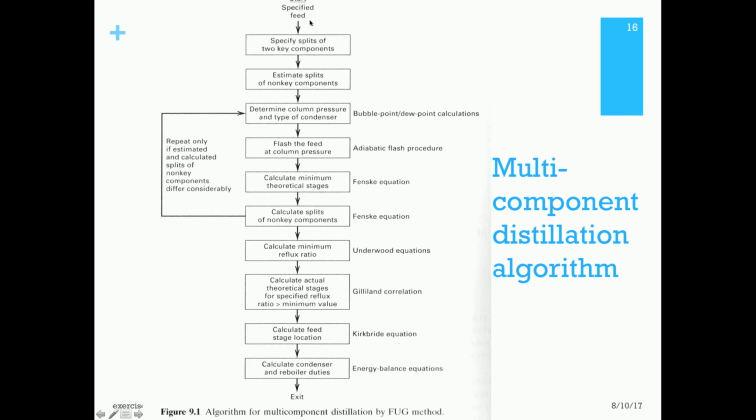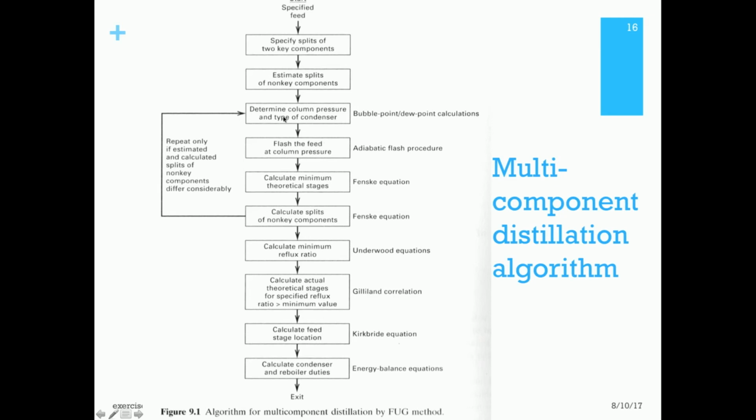You identify the split that you want in the key components. You estimate the split of the non-keys. You determine column pressure and the type of condenser you want. Look at the feed. You flash it at the column condition to figure out what the condition of the feed would be. Calculate the minimum theoretical stages using the Fenske equation. Use the Fenske again to calculate splits. Make sure that when we calculate the splits, we now get a condenser flash and a reboiler system condition that's similar to what we thought we had.